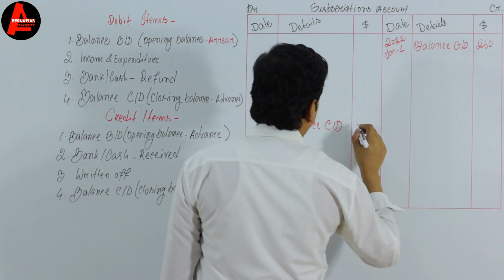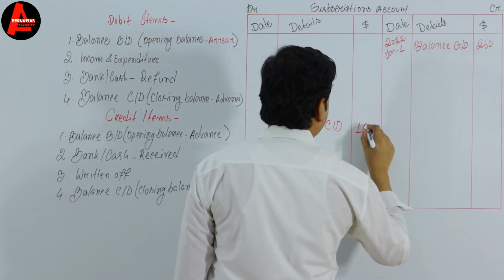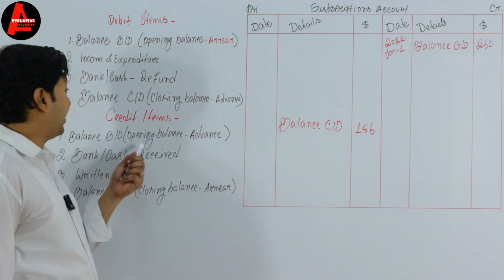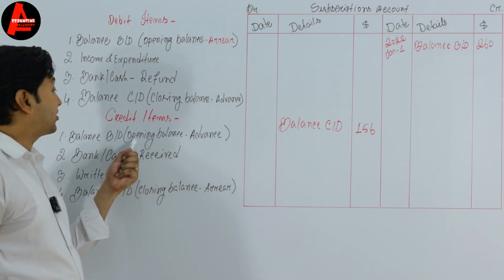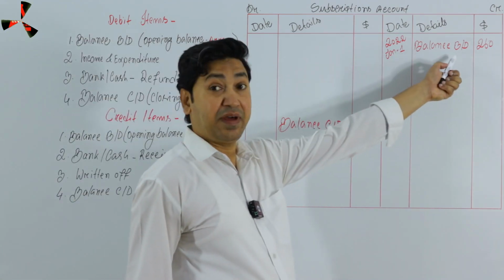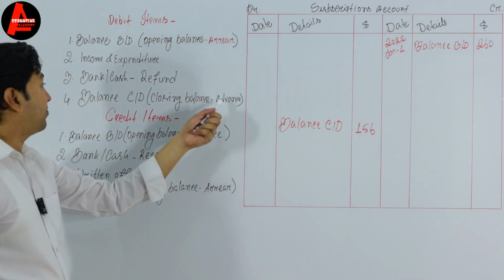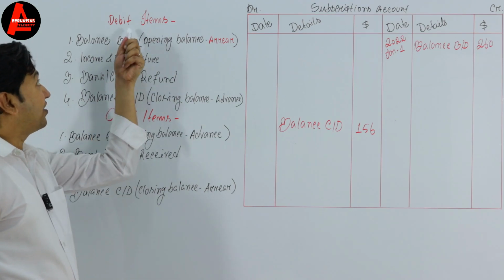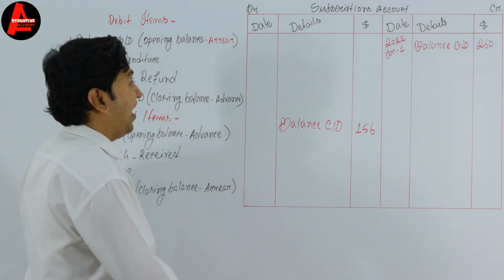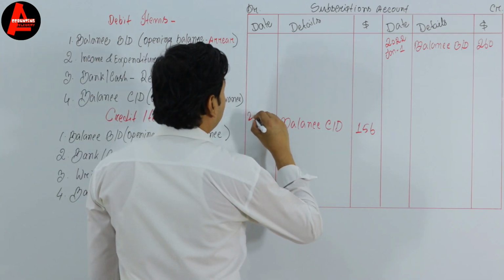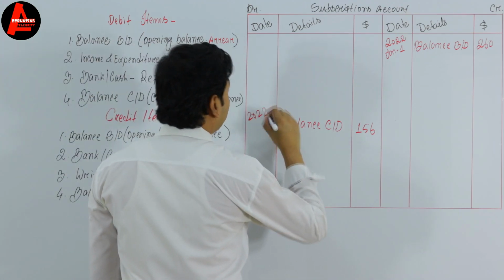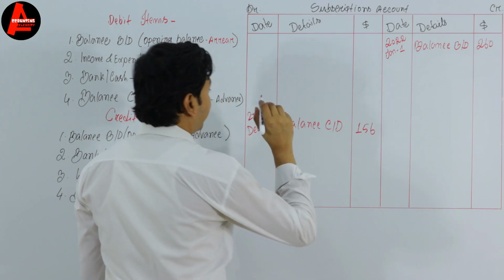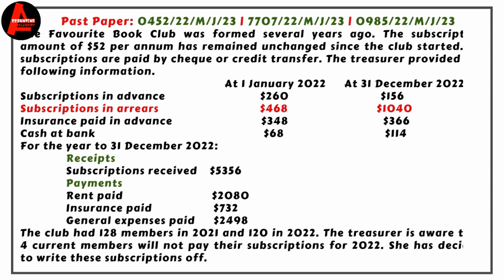The amount in the question is $156. So you are clear, yeah? Here it is advance, but the opening balance we wrote on the credit side as balance BD. Here it is advance, but it is a closing balance, so we wrote it as balance CD on the debit side here. And for this one the date will be 2022, the last of the financial year, December 31st. Good. Then what do we have in the question?